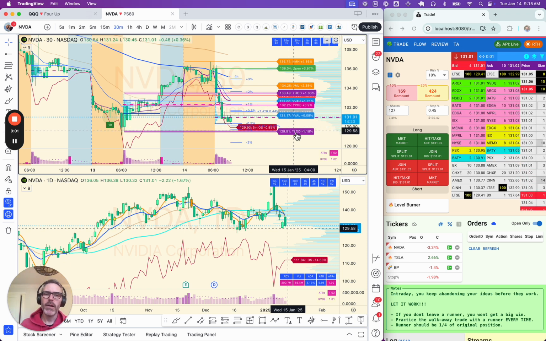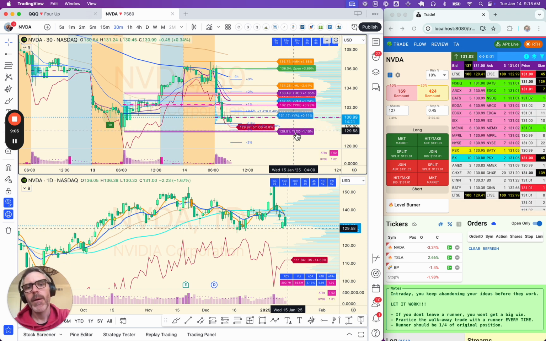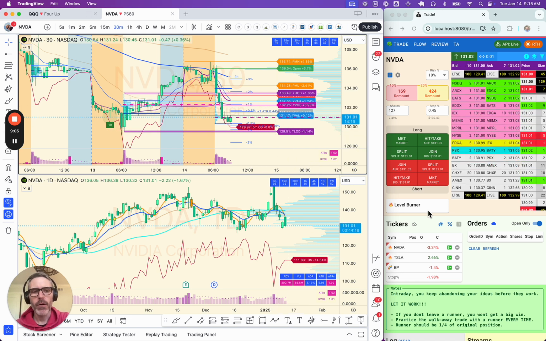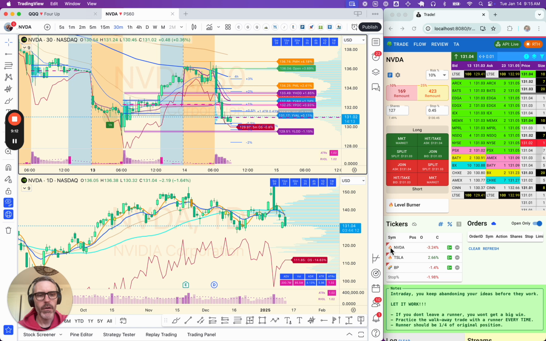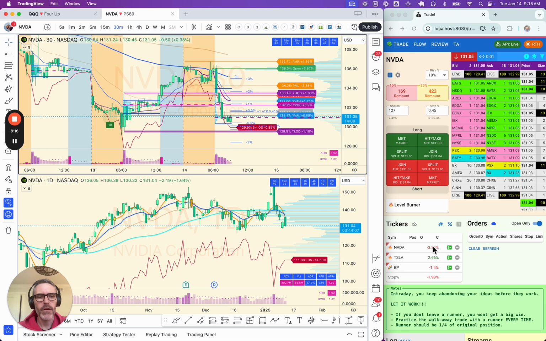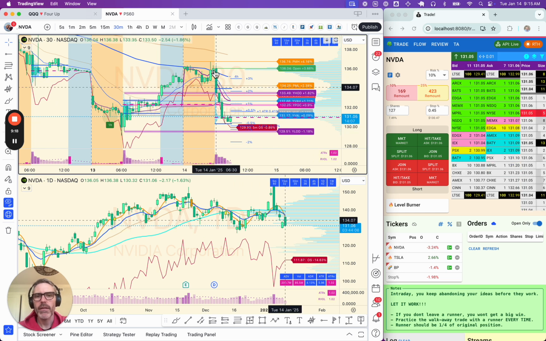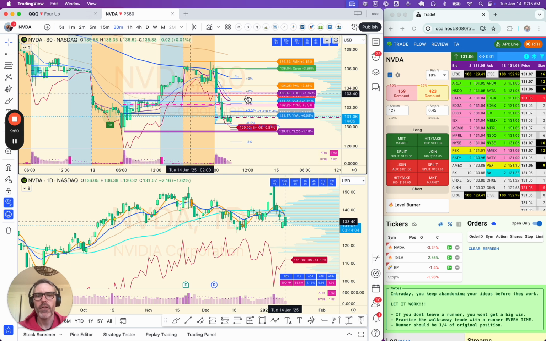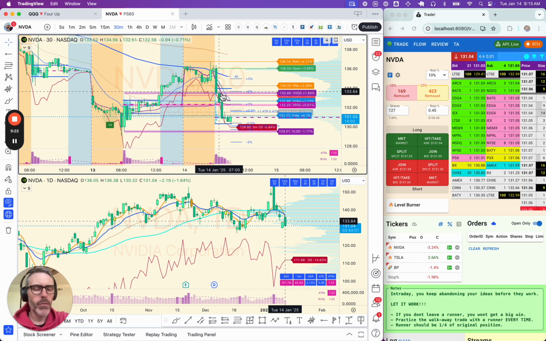When I make a trade based off of one of these levels, I call it a level burner. I mentioned in the last video that on NVIDIA, I made a trade this morning that was a level burner. Well, you can see this loser here that I have was betting that when it dropped here, it was going to bounce off yesterday high of day. So that was a level burner trade that failed.